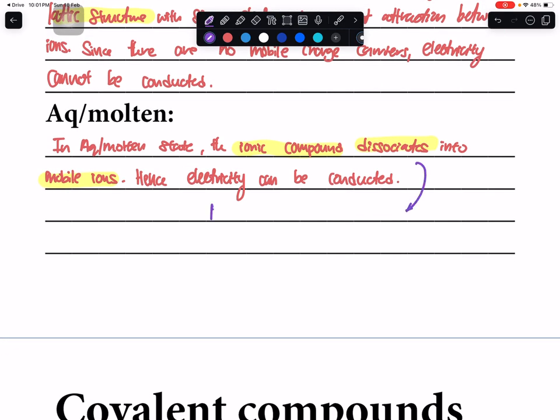For example, I have NaCl. When you put it into water, you'll get Na+ and Cl-. This is the process of dissociation, where ionic compounds break down into their respective ions, and you'll realize now that your Na+ and Cl- will be able to move freely.